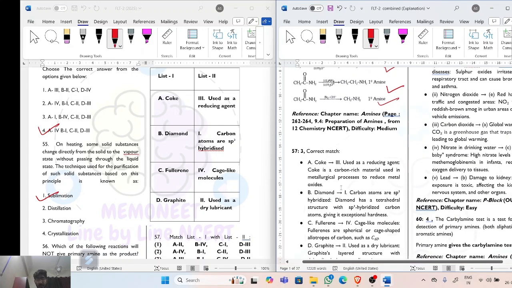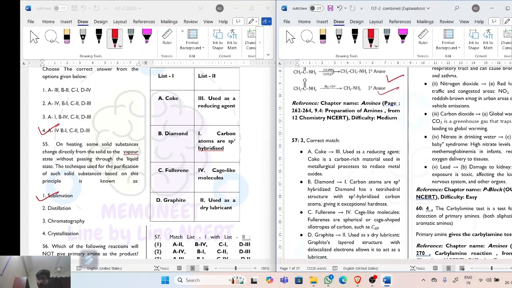So let's see. First of all, coke. We know coke is used as a reducing agent. Coke is a carbon-rich material used in the metallurgical process to reduce metal oxide. Now we have diamond. Carbon atoms are sp3 hybridized. Diamond has a tetrahedral structure with sp3 hybridized carbon atoms giving it exceptional hardness.